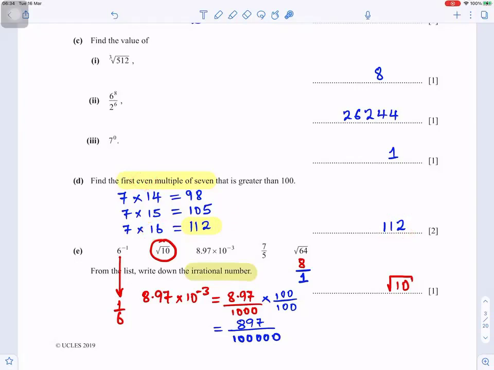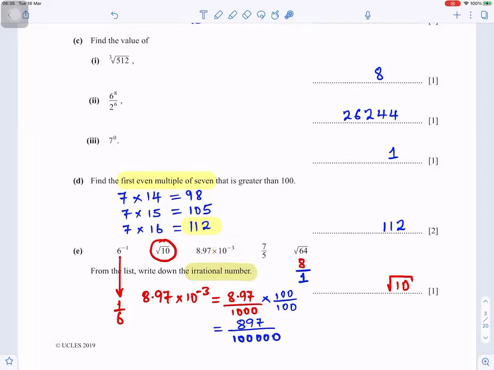Part E, from the list, write down the irrational number. An irrational number, you cannot express as p over q. 1 over 6 is the same as 6 to the minus 1. Square root of 10, you cannot express it as a fraction, p over q. 8.97 times 10 to the minus 3, you can write as 8.97 over 1,000, because the 10 to the minus 3 means divide by 1,000.